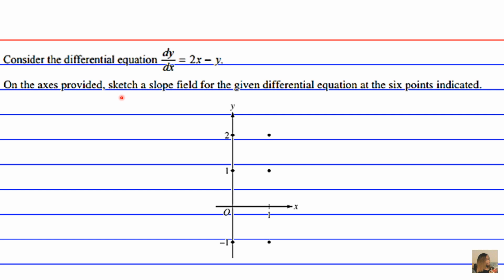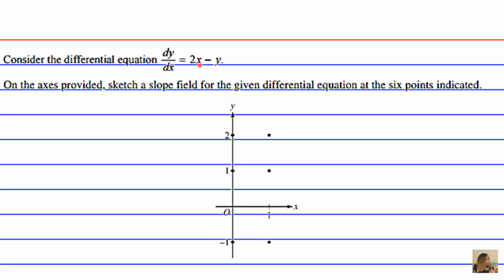Now what we're asked to do is to sketch a slope field. So that's why we're looking at this equation as being equal to our slope, dy/dx. And we're already given our 6 points, so most of the work is already done for us. Now, we're going to start here at this point. This point is the point (0, 2).